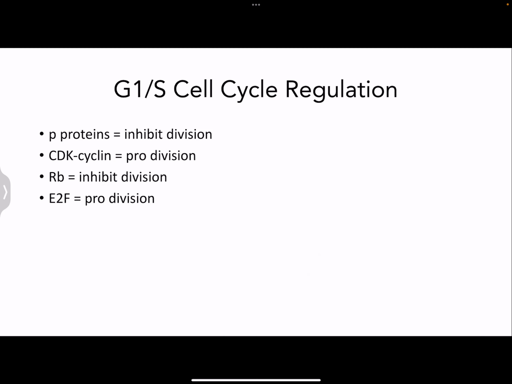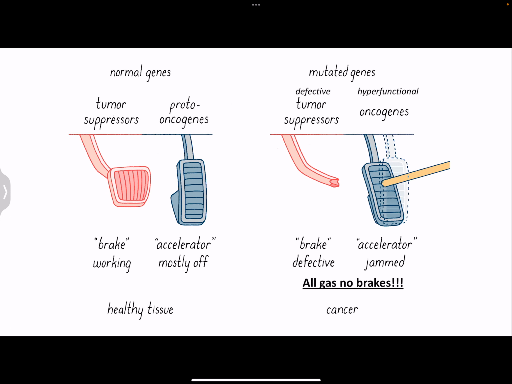So just to summarize that, think of the P proteins as inhibiting division, the CDK cyclin complex is pro-division, retinoblastoma as inhibiting division, and E2F as pro-division. And this kind of segues nicely into tumor suppressors and proto-oncogenes. So some genes are anti-division and some are pro-division. You can think of these respectively as brakes and accelerators, right? When the accelerator's on, our car's going really fast, that is the cell cycle going really quickly. And if the brakes are pressed, we're just not really going anywhere. We're not going to divide much.